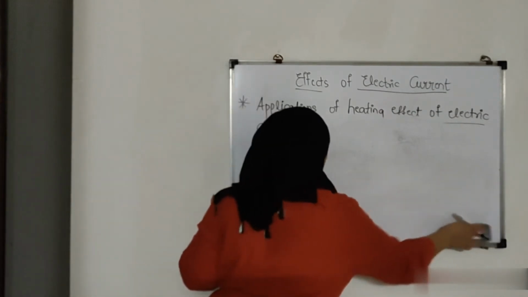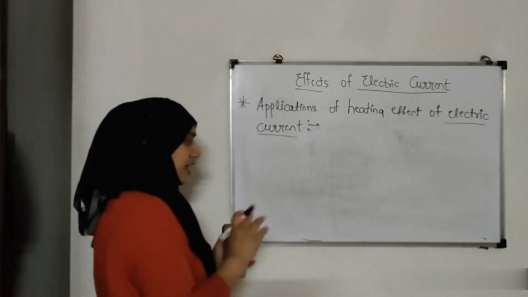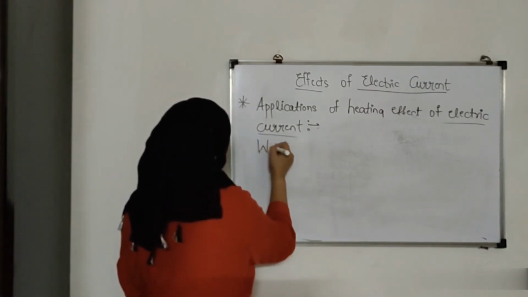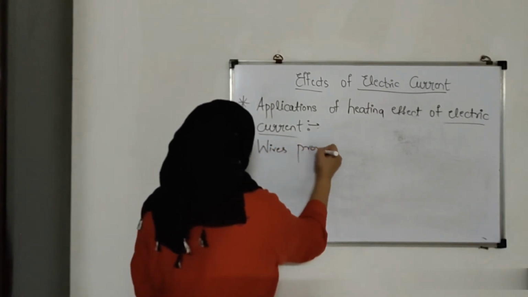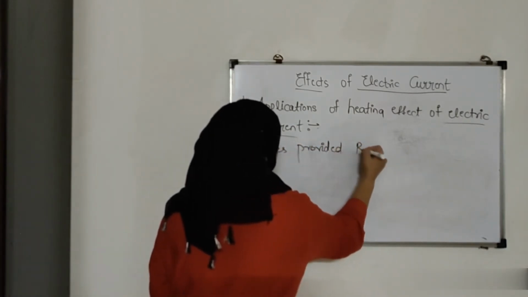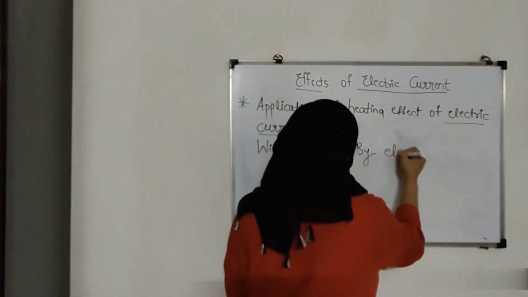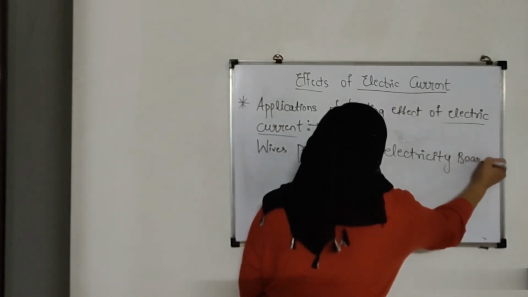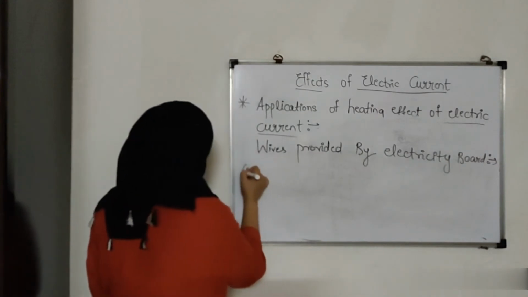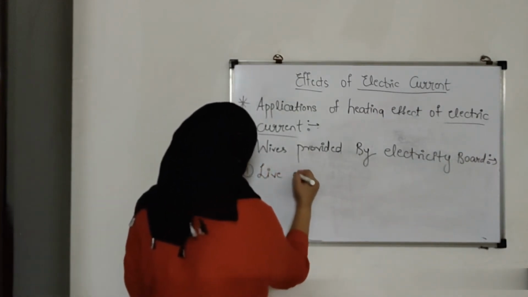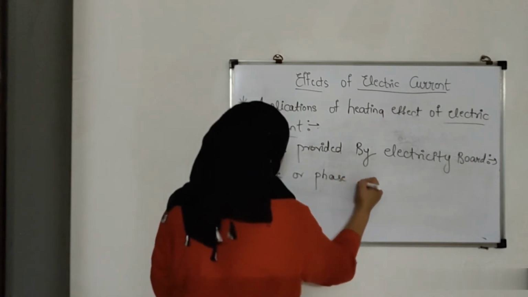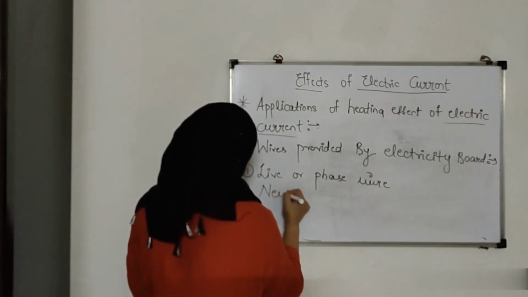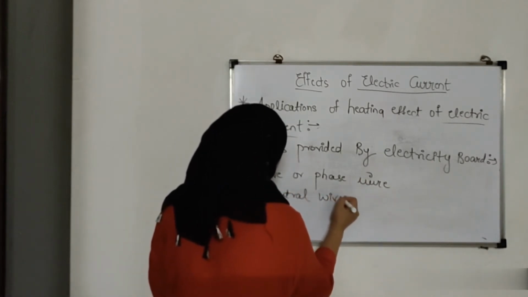And fine, we are going to see how they are attached and all. Home appliances we are going to study now. Okay, see, wires provided by the electricity board. They provide us three wires. First is the live or the phase wire. Second is the neutral wire. And the third one is the earth wire.